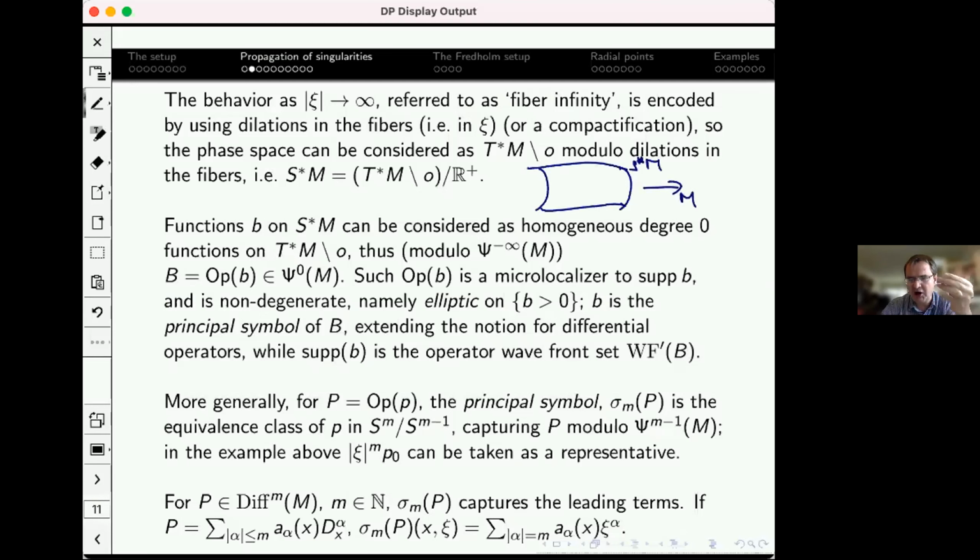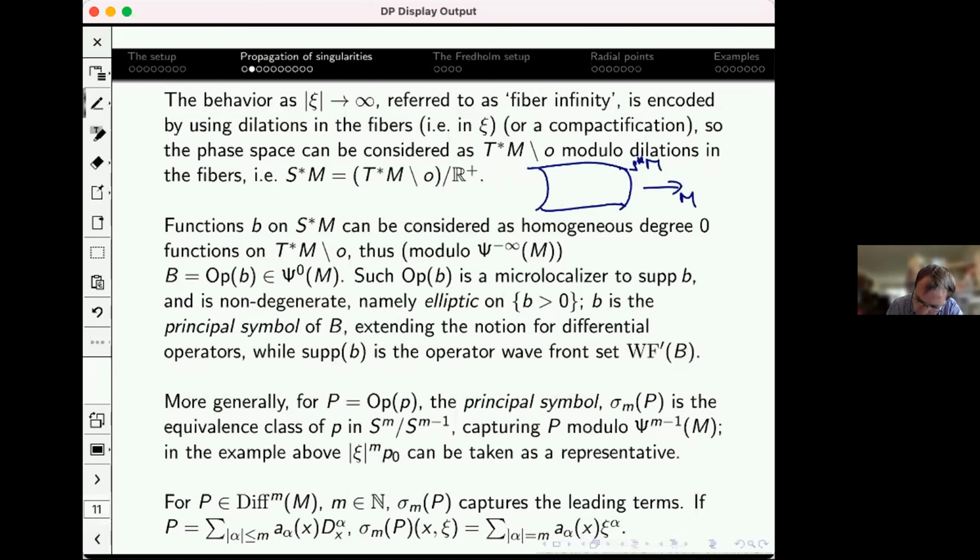To connect the geometry of the cosphere bundle to the analytic objects, if you have a function little b on this S star M, then you can consider it as a homogeneous degree 0 function on the cotangent bundle. There's a silly issue about the zero section and dilation, so you have to regularize things there, using a cutoff or something, modulo smoothing operators, so modulo irrelevant things. You can therefore think about these symbols b on S star M as symbols of degree 0 and order 0, giving rise to operators of order 0. And you think of these as microlocalizers.